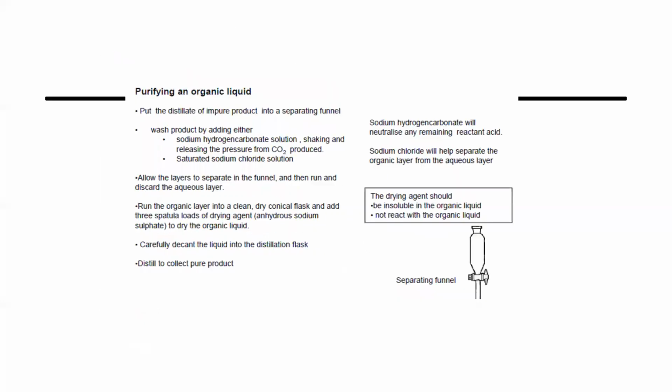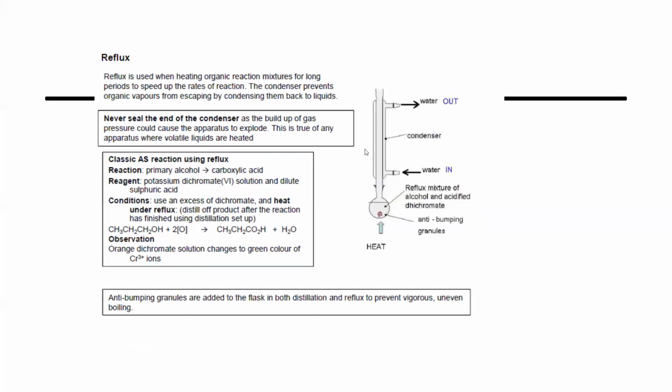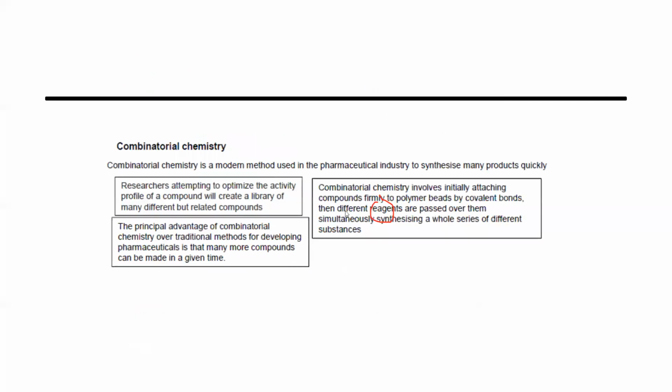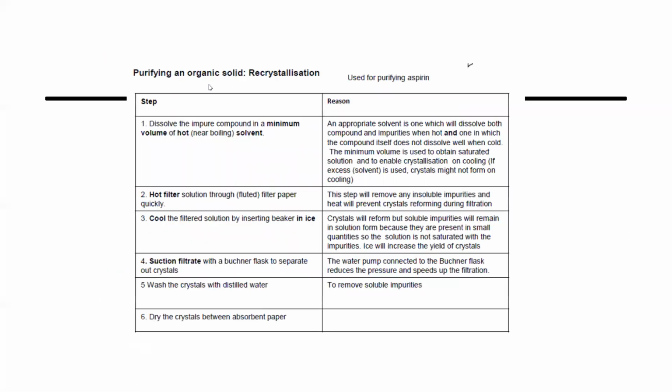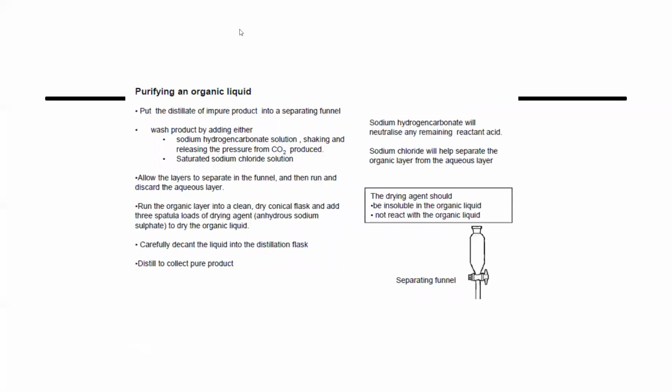Then if you want to purify an organic liquid, like the distillate which we obtain in the simple distillation, it is not a pure substance, so we have to purify it. What are the normal steps which we follow to purify a substance? We put the impure product into a separating funnel. So first we have a separating funnel.